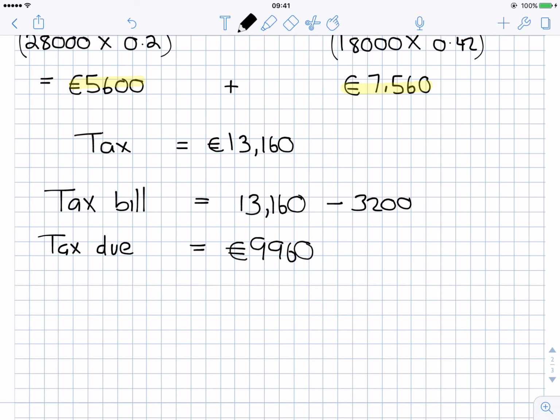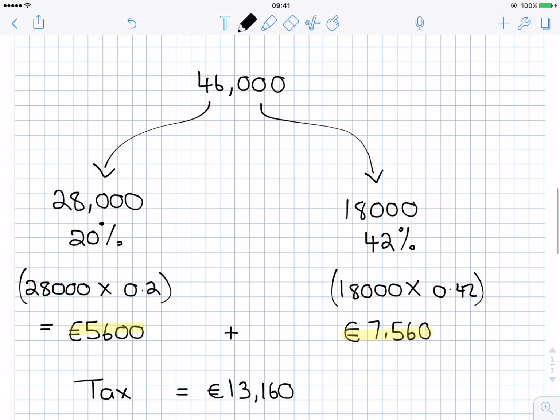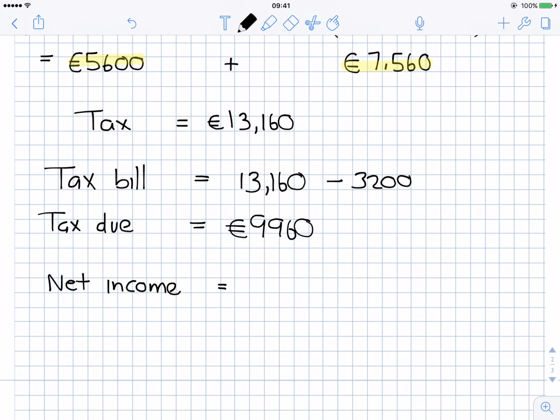We were asked what was her net income for the year, how much money did she earn for the year. Well, she earned €46,000, but she needs to pay 9,960 in tax. So her net income is €36,000 and 40 cents. And that's how we do a question out like that.